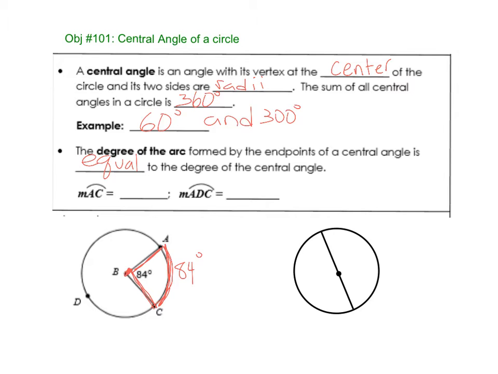Right? So we say that the measure of AC is 84 degrees, and ADC, that would be this other angle over here, right? That's the major arc. So to find that, we subtract it from 360. 360 minus 84. So we get 276.